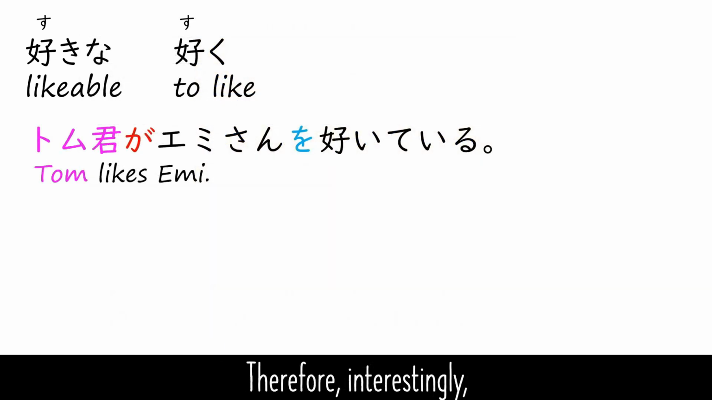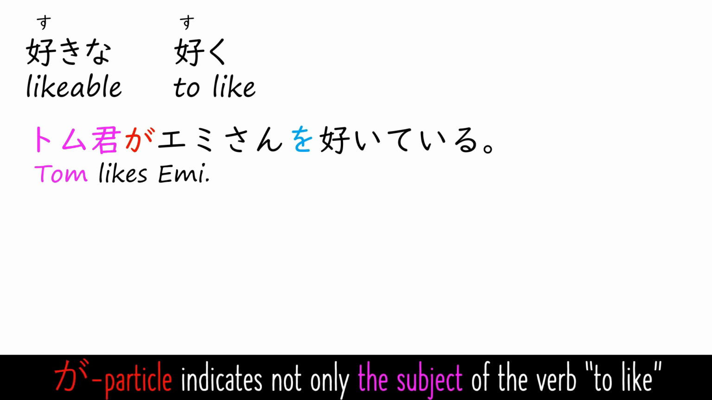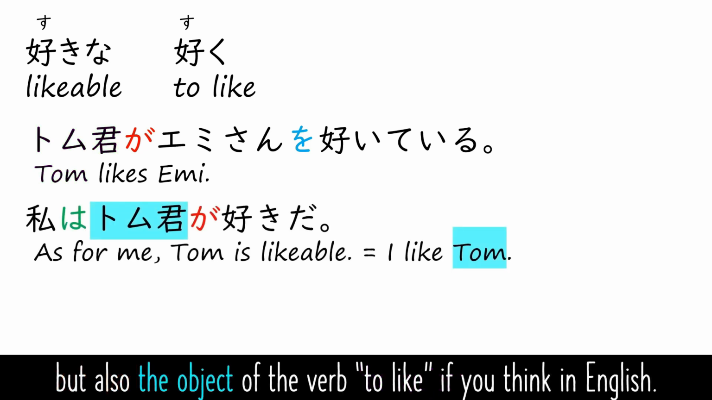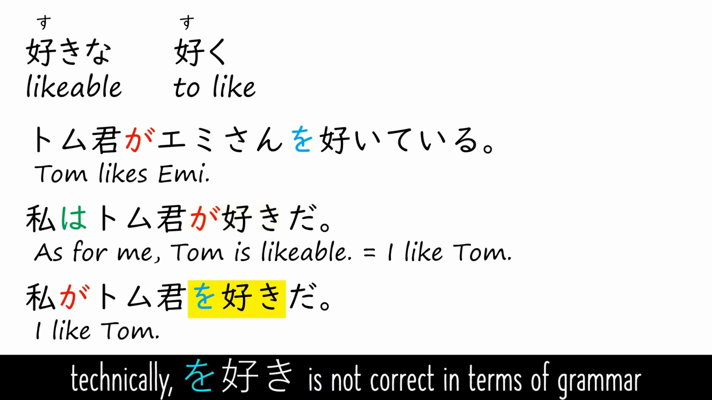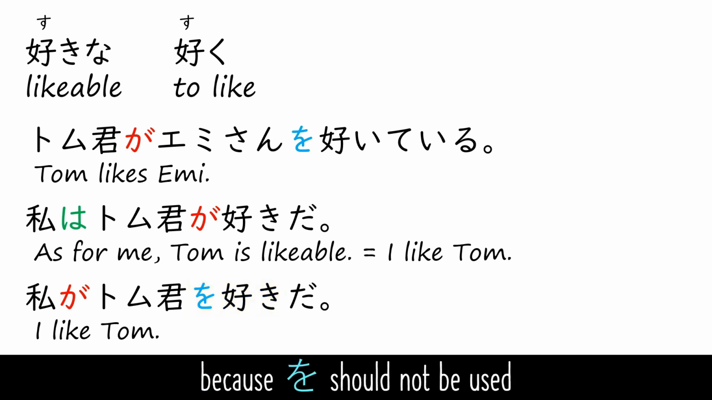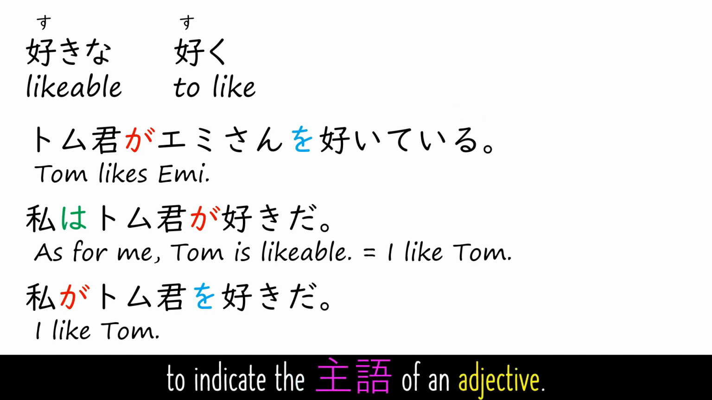Therefore, interestingly, the ga particle indicates not only the subject of the verb, to like, but also the object of the verb, to like, if you think in English. Both が好き and を好き seem to be used, but technically を好き is not correct in terms of grammar. Because o shouldn't be used to indicate the 主語 of an adjective.